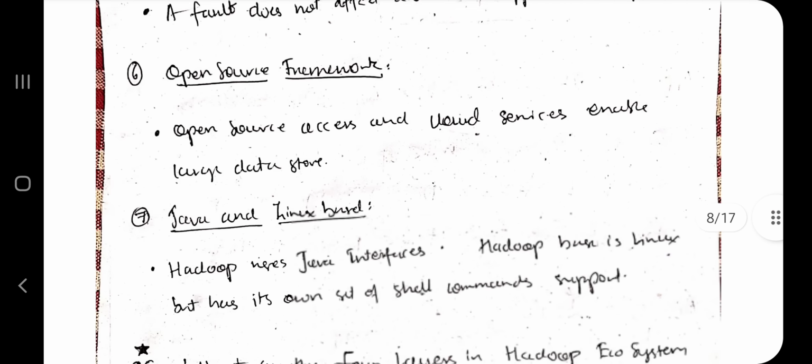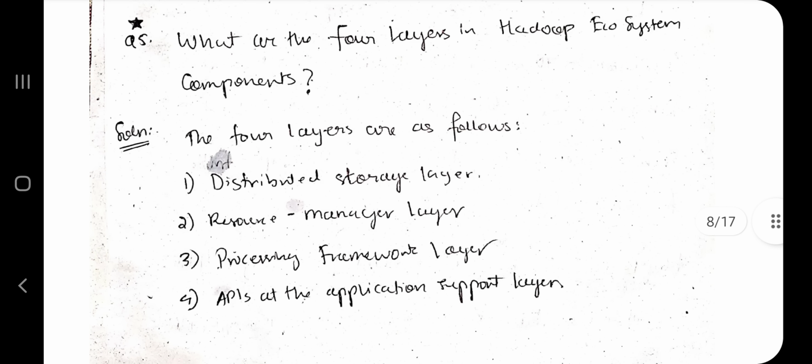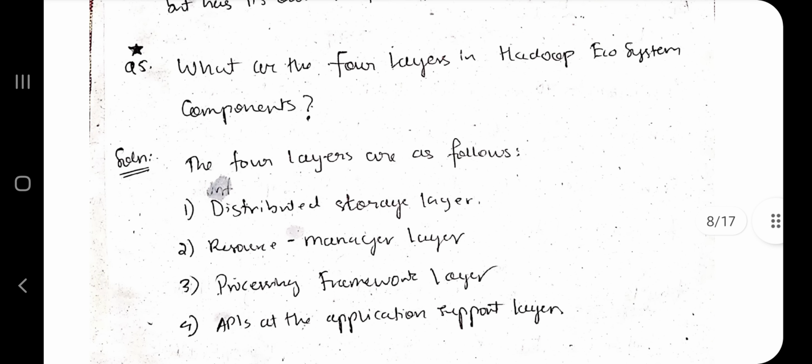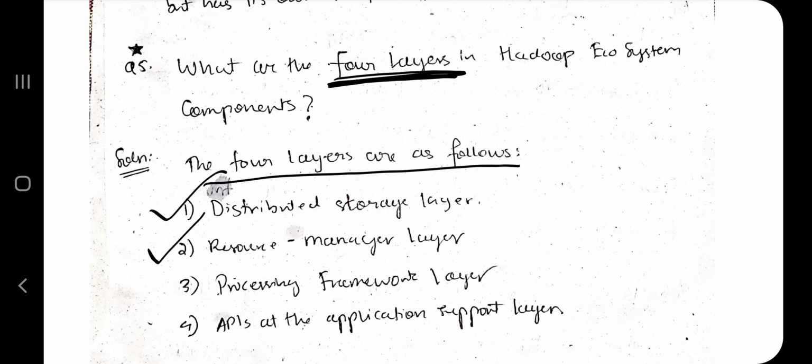So let's move on to the next one, which is: what are the four layers in the Hadoop ecosystem? A super important question from an exam point of view. What are the four layers in the Hadoop ecosystem components? The first key point you have to write is that there are four layers: distributed storage, resource manager, processing framework, APIs. Okay, again you have to create a story around this.